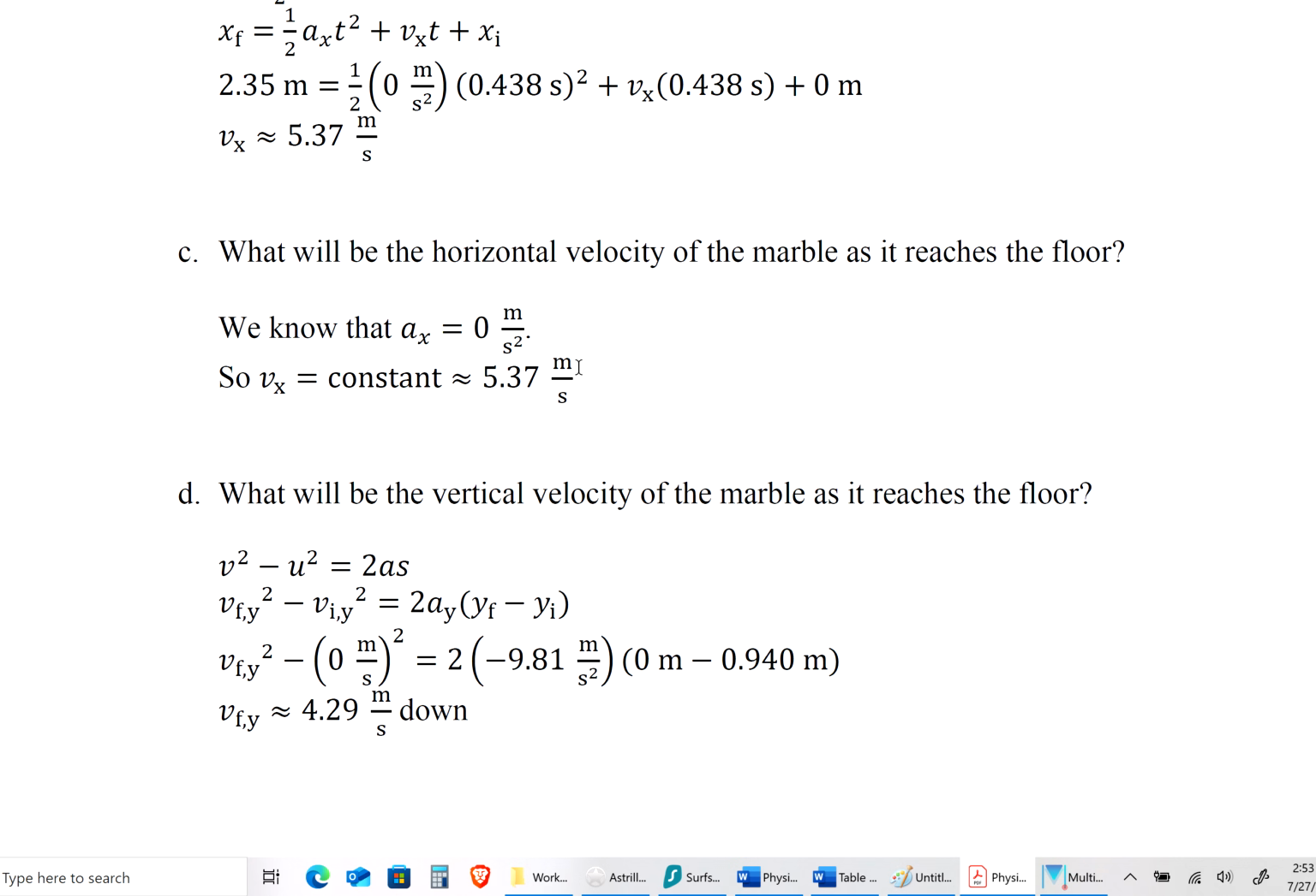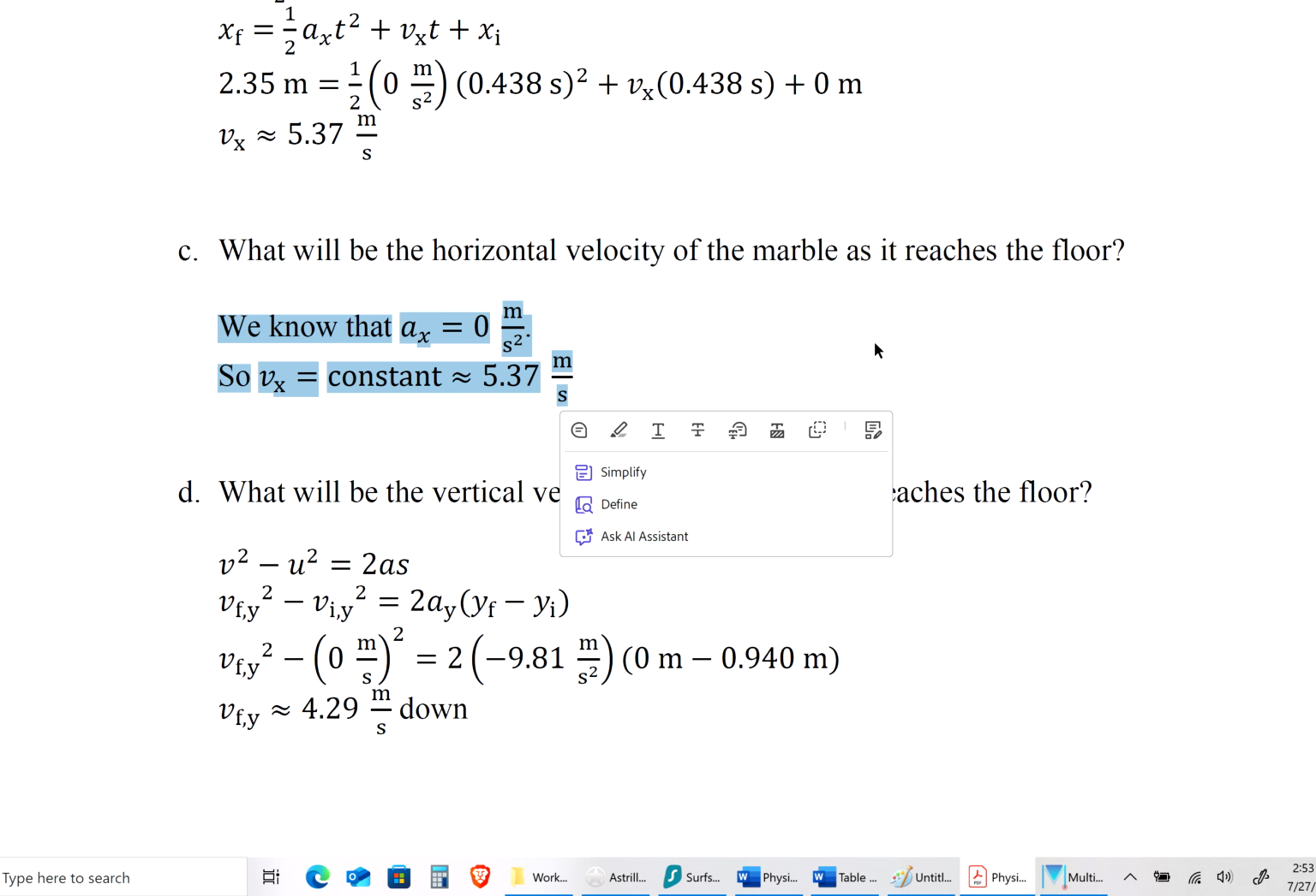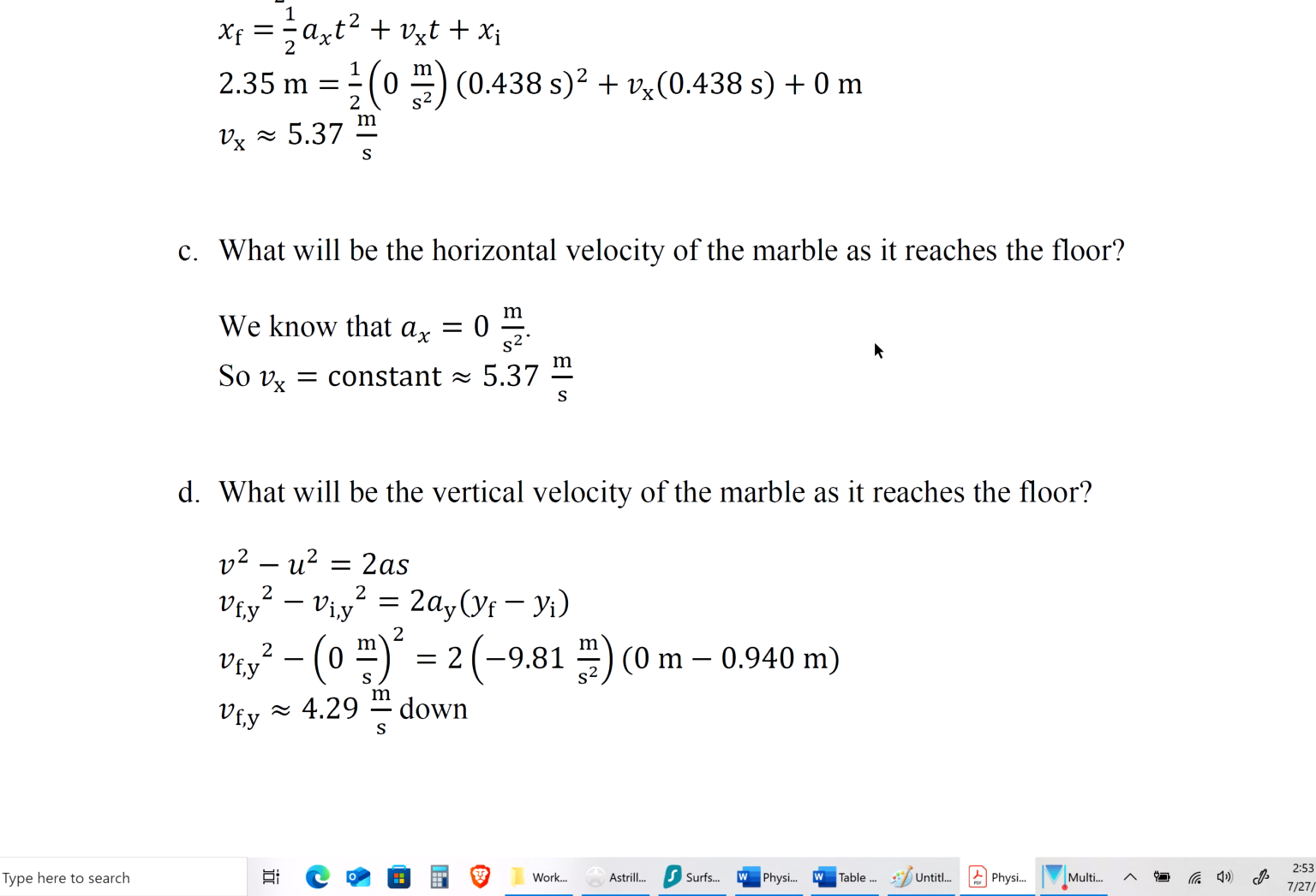Part C, what will be the horizontal velocity of the marble as it reaches the floor? We know A sub x is 0, so V sub x is a constant. The object always travels 5.37 meters per second, every second, in the horizontal direction.